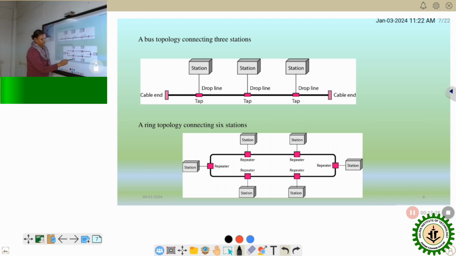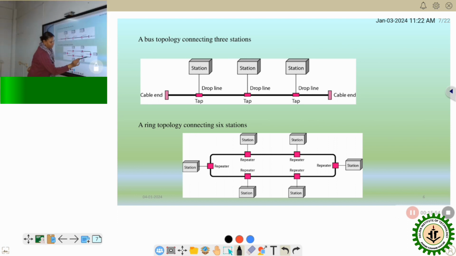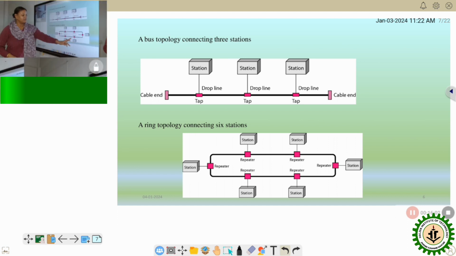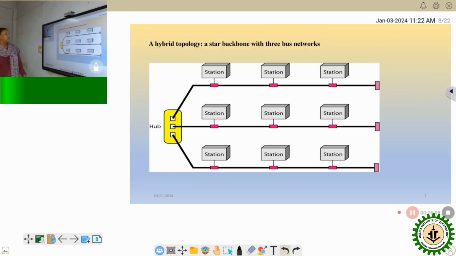Suppose this is repeater station 1. Station 1 wants to send the data to station 3. This is station 2, station 3. It transfers the data through the line, but if station 2 is tapping at that point, it gets the data. But then station 3 collects the data when it is required. So unfortunately, all the data is shared by all the stations. So this is one drawback of this ring topology. But this ring looks like a ring and is connected with different stations.